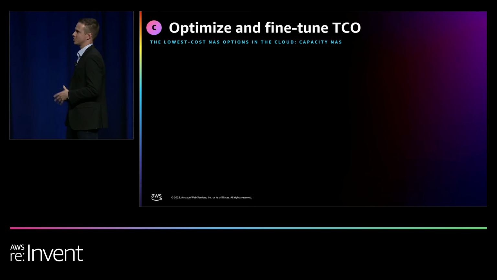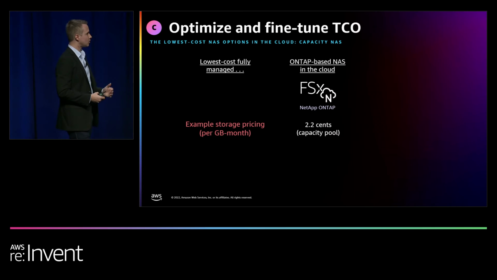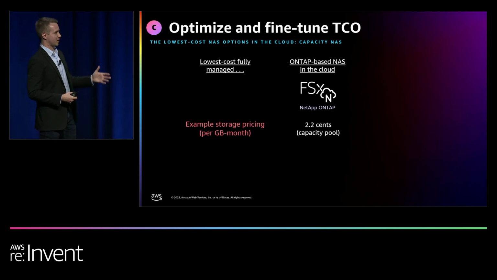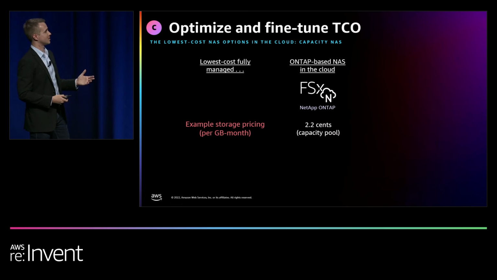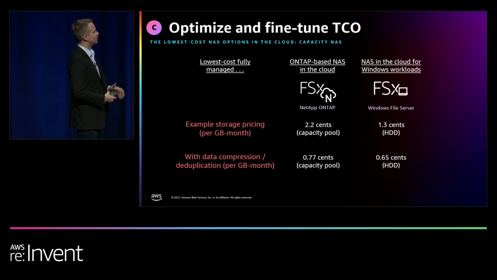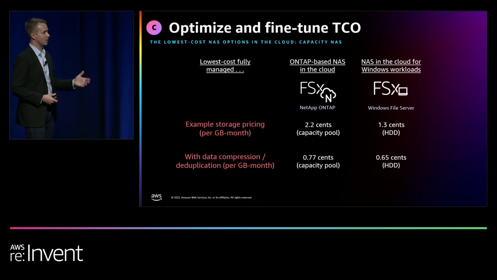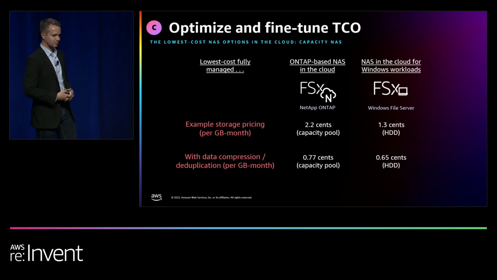With capacity storage, to share a few examples, we're excited to offer the lowest cost ONTAP-based NAS in the cloud. We have, with FSx ONTAP, a capacity pool tier. It's 2.2 cents. And we also support NetApp data compression and data deduplication, that allows you to achieve a TCO that's even below 1 cent per gigabyte per month. Similarly, with FSx Windows, we offer the lowest cost NAS for Windows workloads in the cloud, also TCO well above a cent for HDD storage.